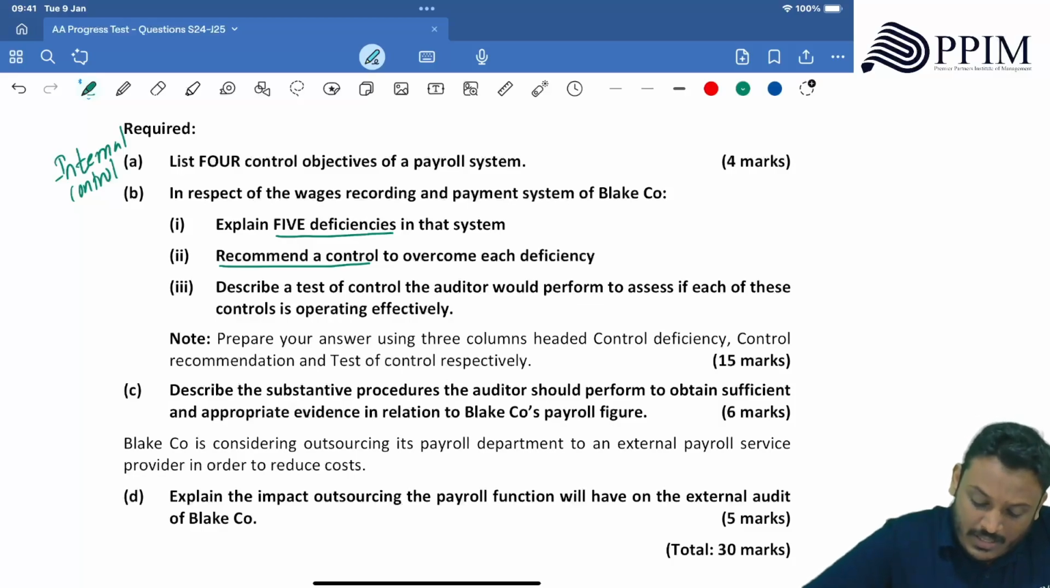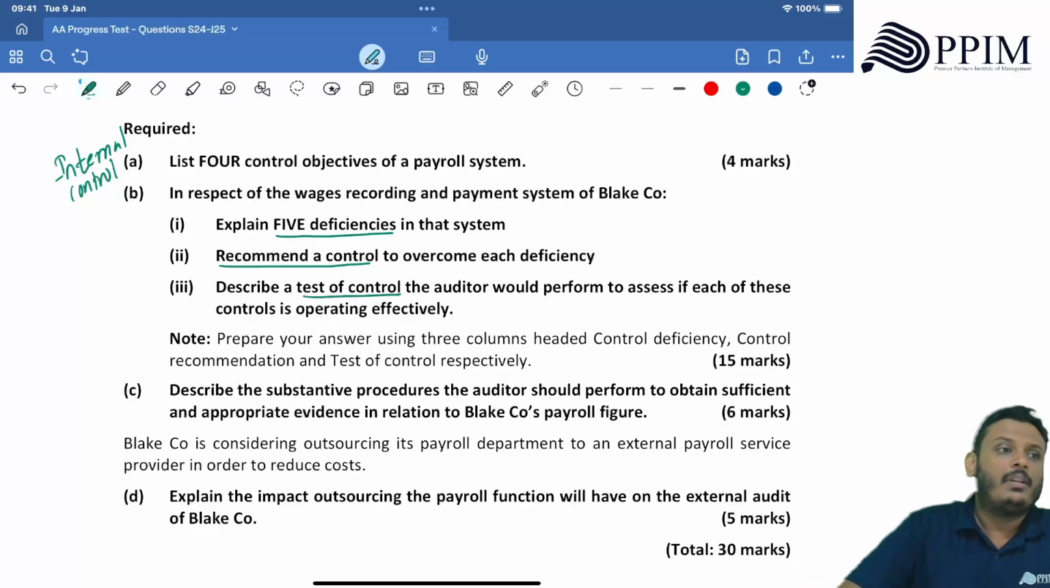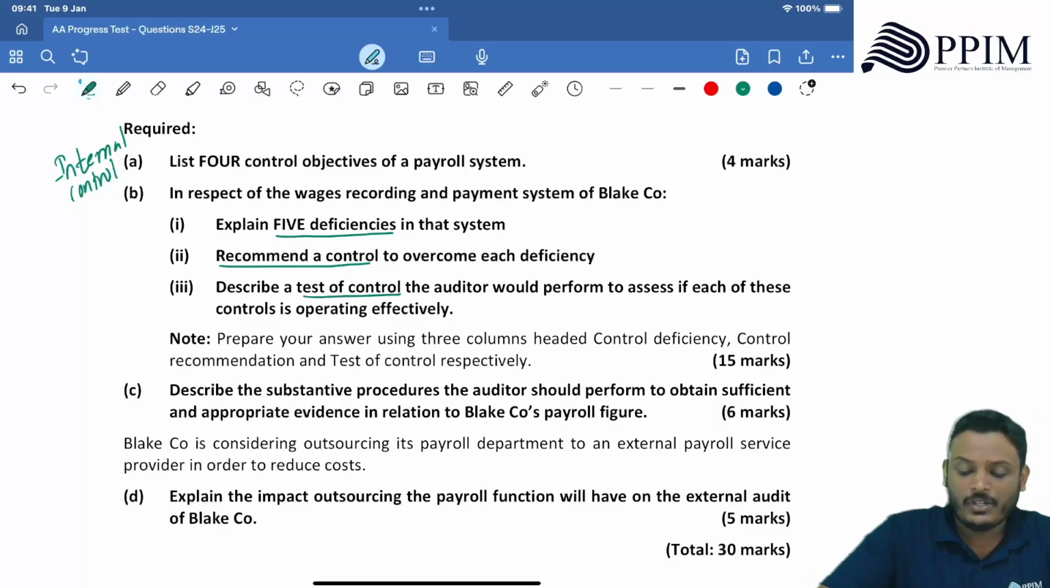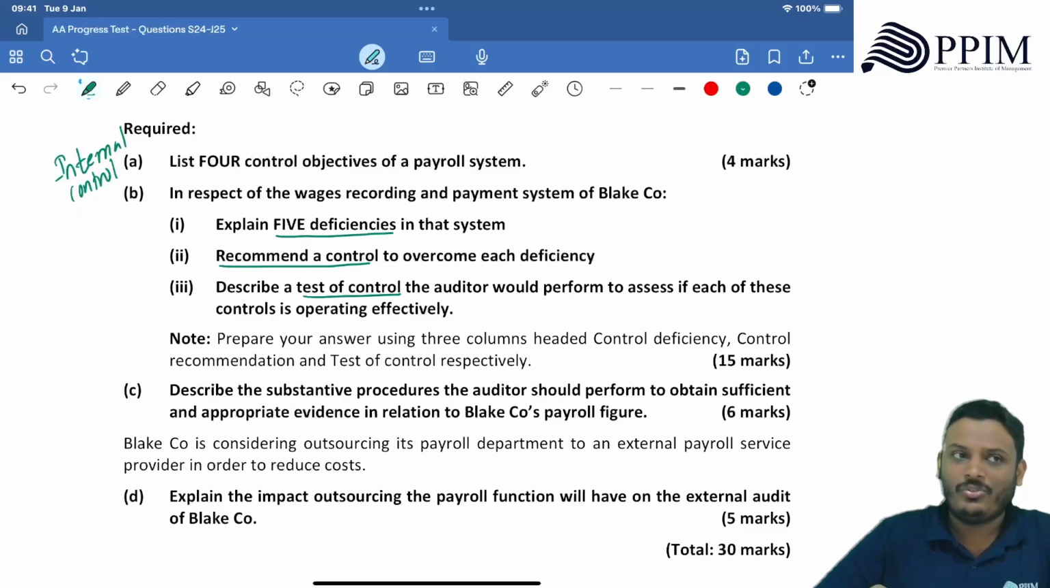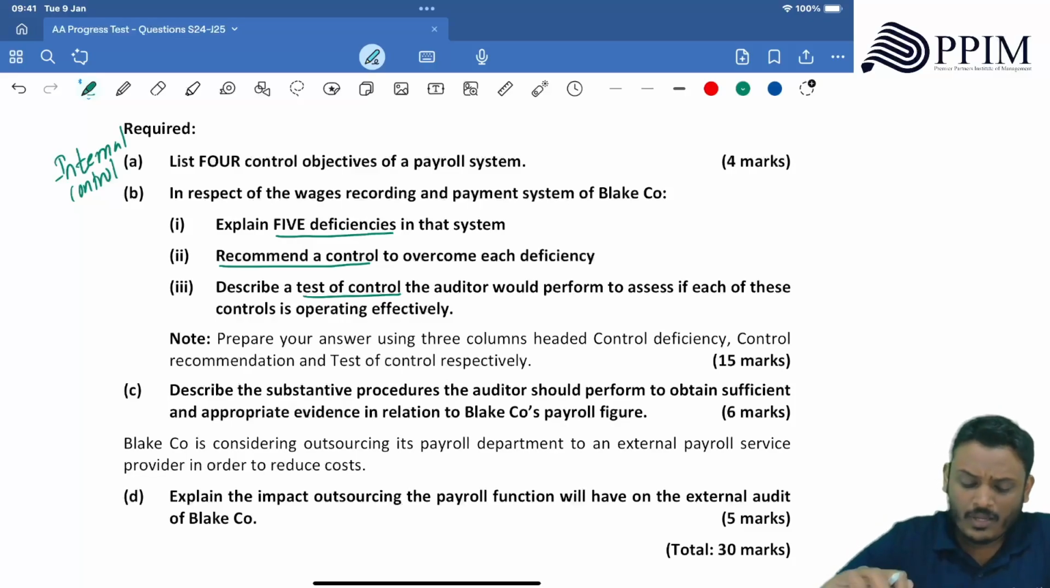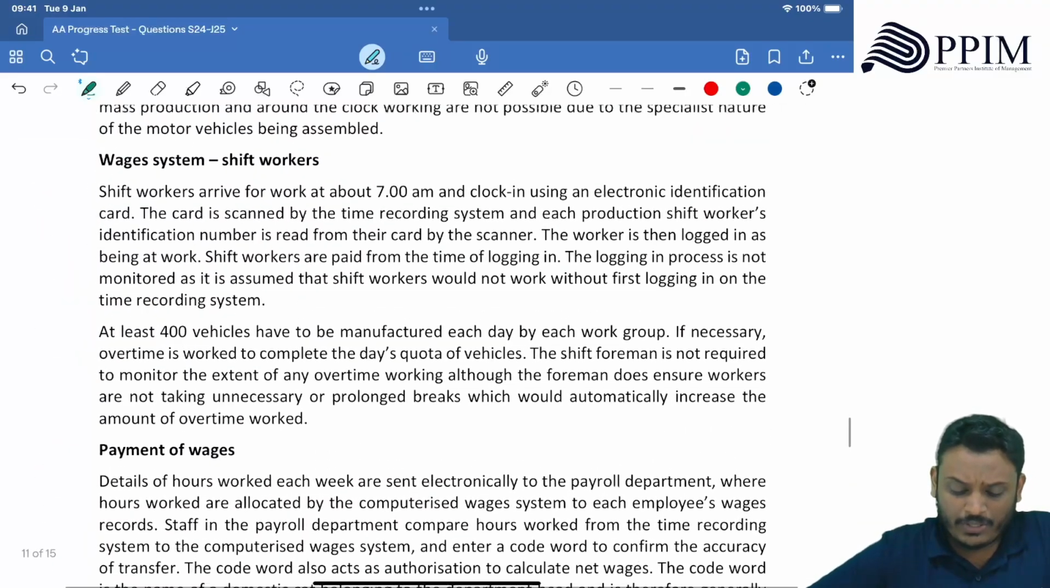Third one, describe test of control. Describe the test of control the auditor would perform to assess. So test of control means the recommendation we have given here. For the recommendation, you should write a procedure. How are you going to test the recommendation? That is called test of control. Right. Now let's see the question.